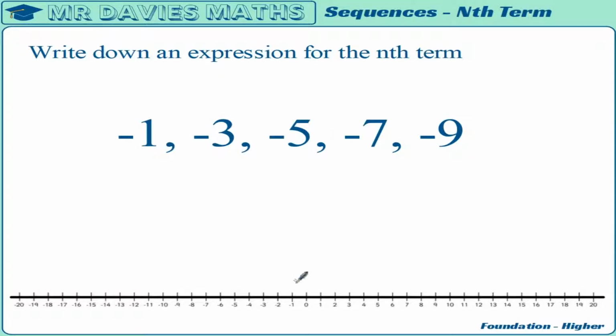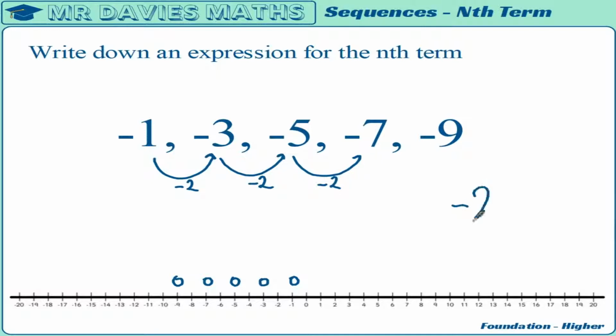What about this one then? So -1, then -3, then -5, then -7, -9. Again, it's going down in 2s. So again, I'm going to call this the minus 2 times table. The minus 2 times table.